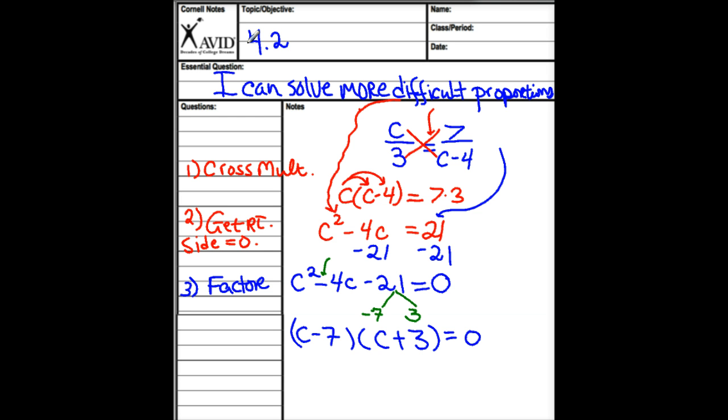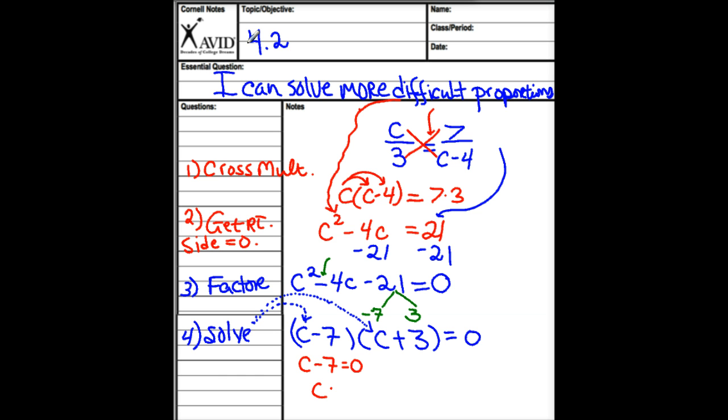I get C minus 7 times C plus 3 is equal to 0. That is now factored. Step 4, I need to solve it. I just need to figure out what values for C will result in me getting a product or multiplying and getting a 0. So I'm really just in search of what minus 7 equals 0. And you can actually set it equal and say, well, C minus 7 equals 0.